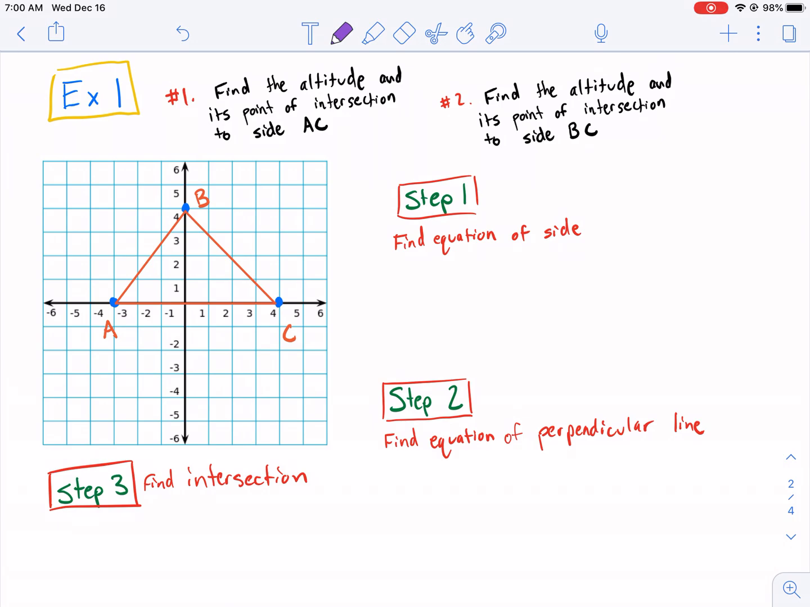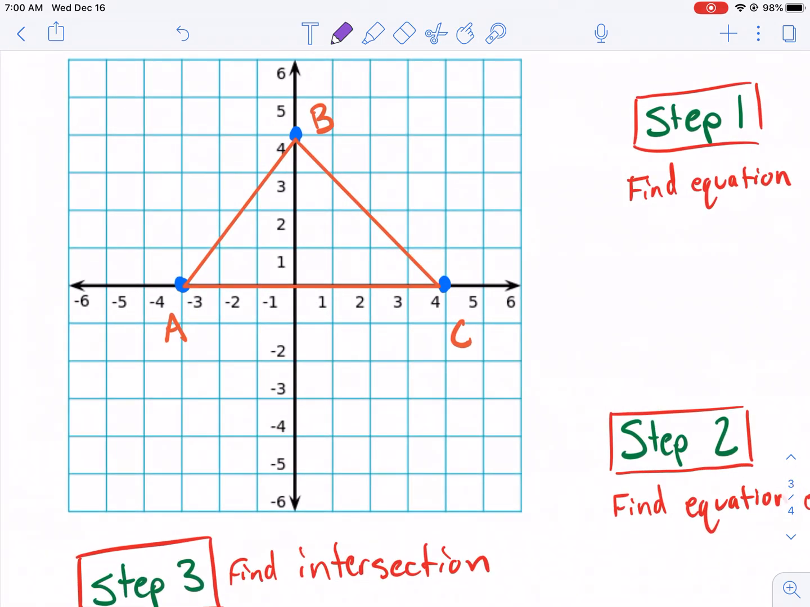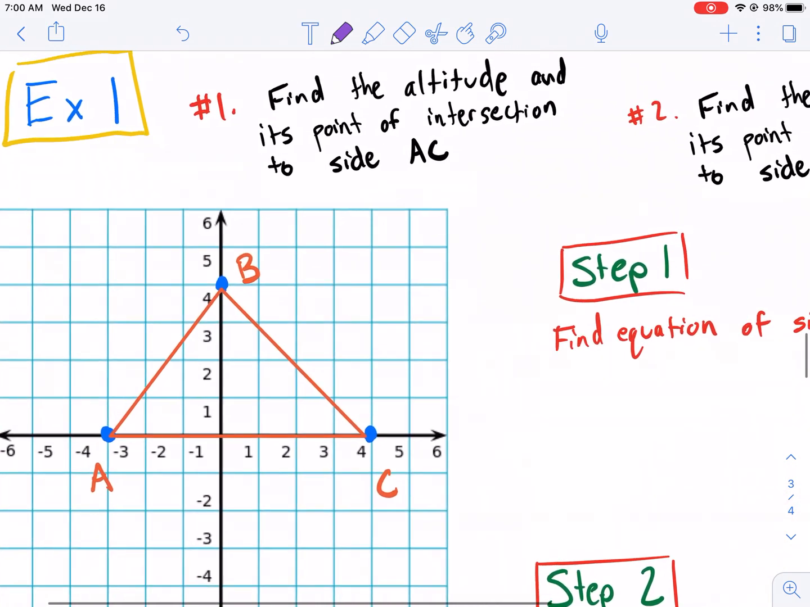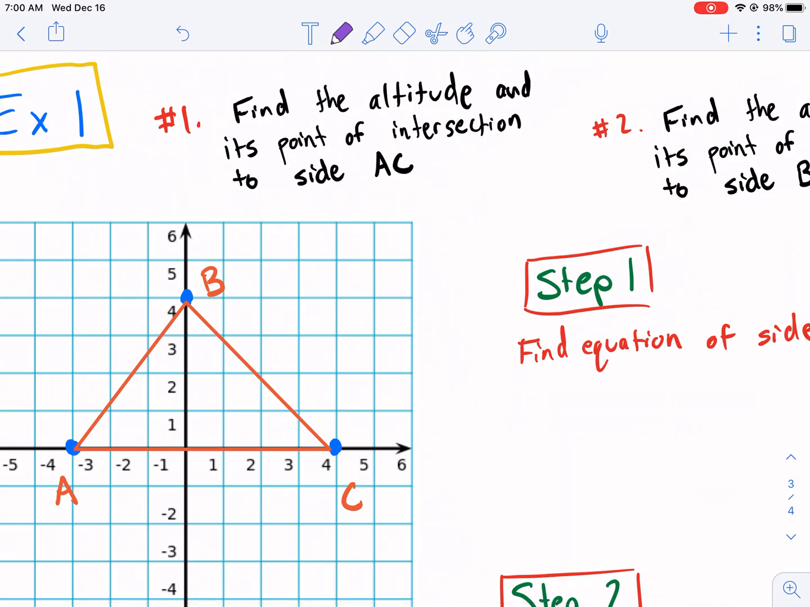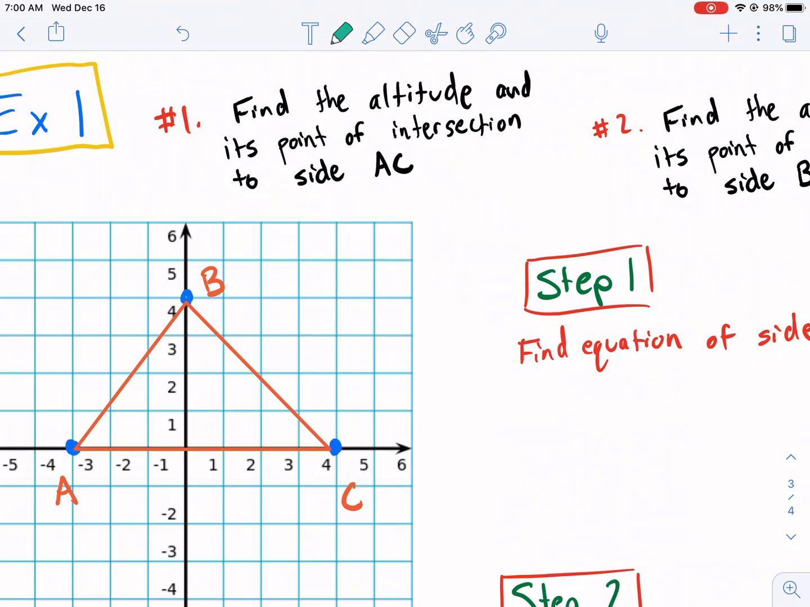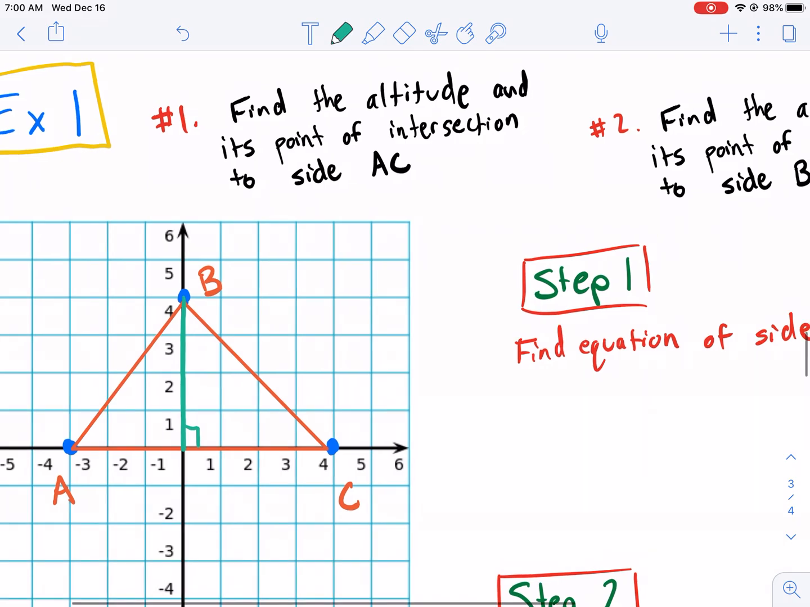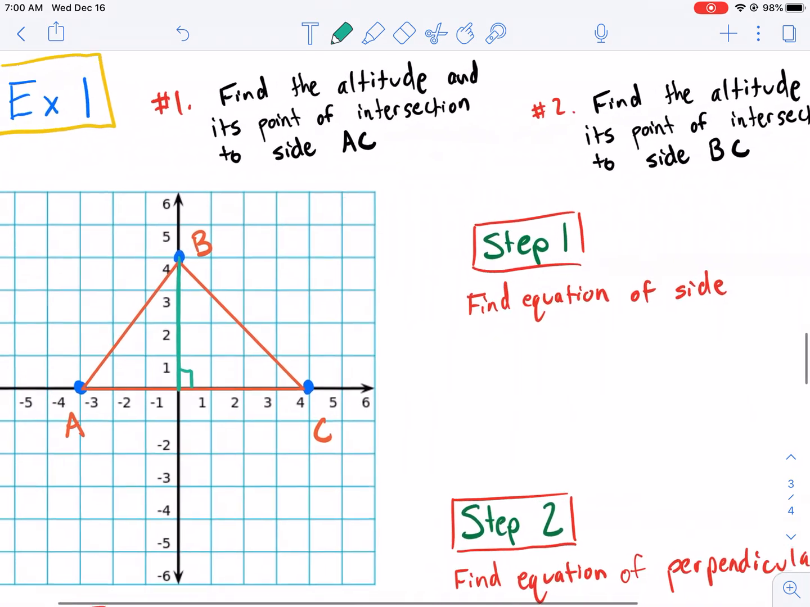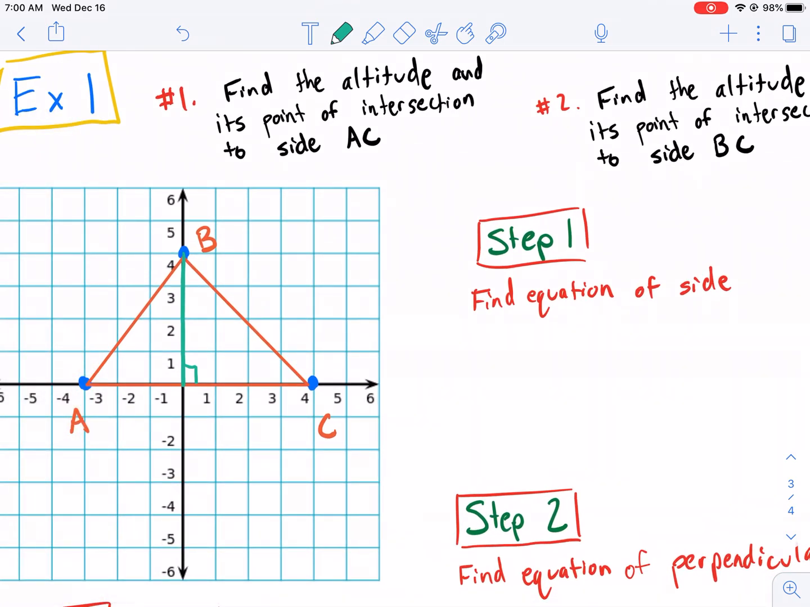One of the two things we have to do is find the point of concurrency of two altitudes. So we need to find out where they meet up. Find the altitude and its point of intersection to side AC. Okay. Now, we have to find side AC. So if we're finding the altitude of side AC, this is actually the easiest one. B to AC, this is an altitude, okay?